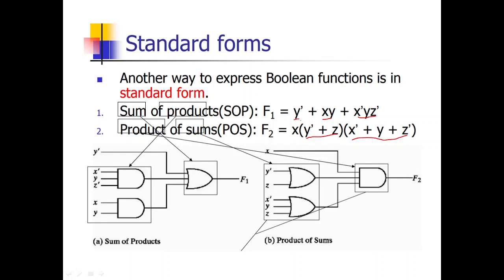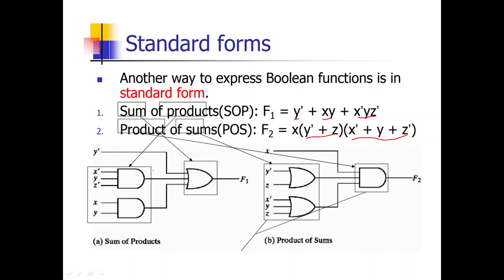Also look into these Boolean functions, both the sum of products and product of sums. In each and every term, some variables are missing here. So just remember that in standard form, each term may have missing variables, whereas in canonical form, each and every term consists of all the variables.